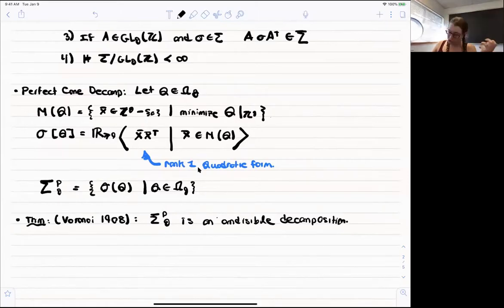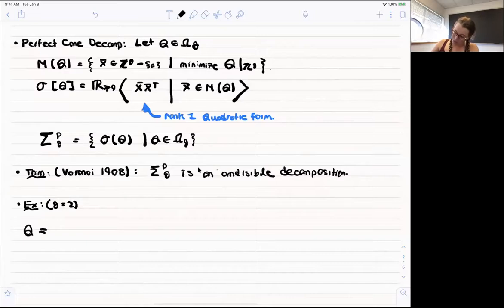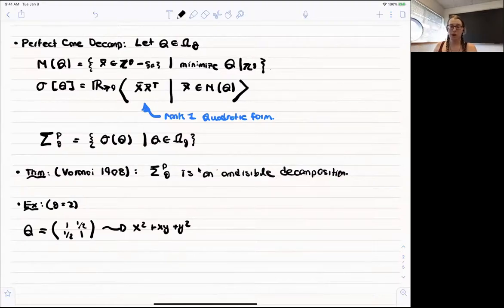Okay, so in practice, what does this look like? In practice, I have to give you a quadratic form, right? So let's write down a quadratic form. I'm going to do the example when g equals 2, so I'm looking at 2 by 2 symmetric matrices. Let's pick my favorite one, which is 1's on the diagonal and 1/2's on the off diagonal, which gives you the quadratic form x squared plus xy plus y squared. And now I have to find the integer vectors that minimize this function. Can anyone give me any of them?